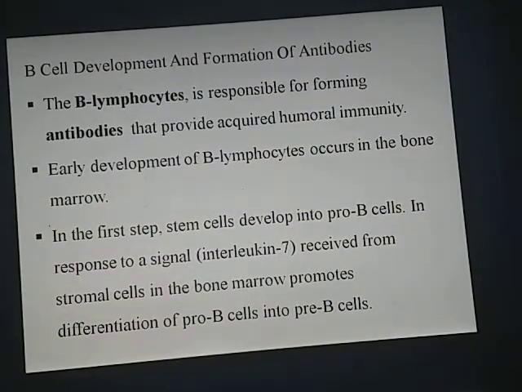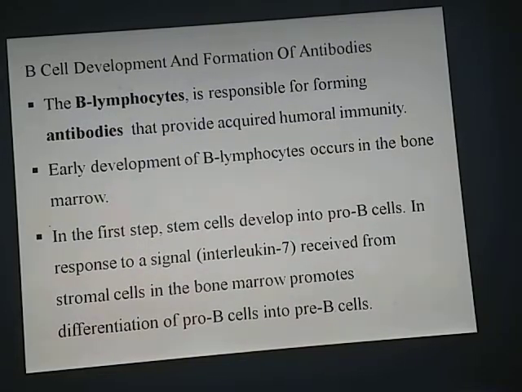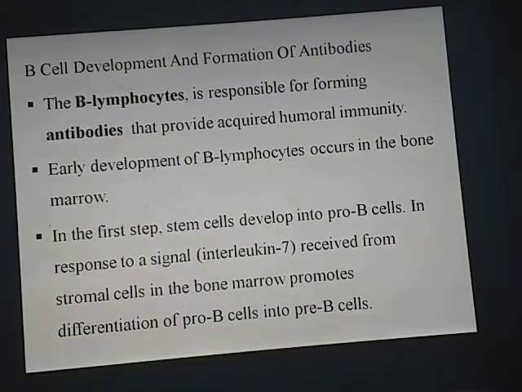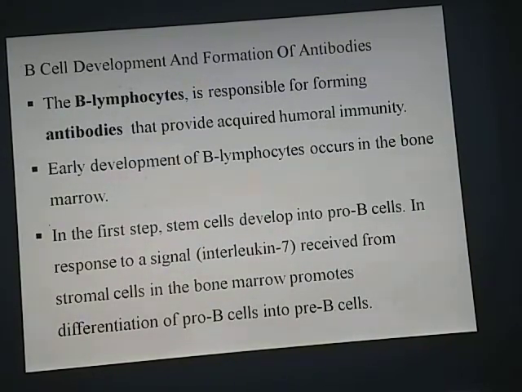B cell development and formation of antibodies. The B lymphocyte is responsible for forming antibodies that provide humoral immunity. Early development of B lymphocytes occurs in bone marrow. In the first step, stem cells develop into pro-B cells in response to a signal, interleukin 7, received from the stroma cells in the bone marrow, which promotes the differentiation of pro-B cells into pre-B cells.